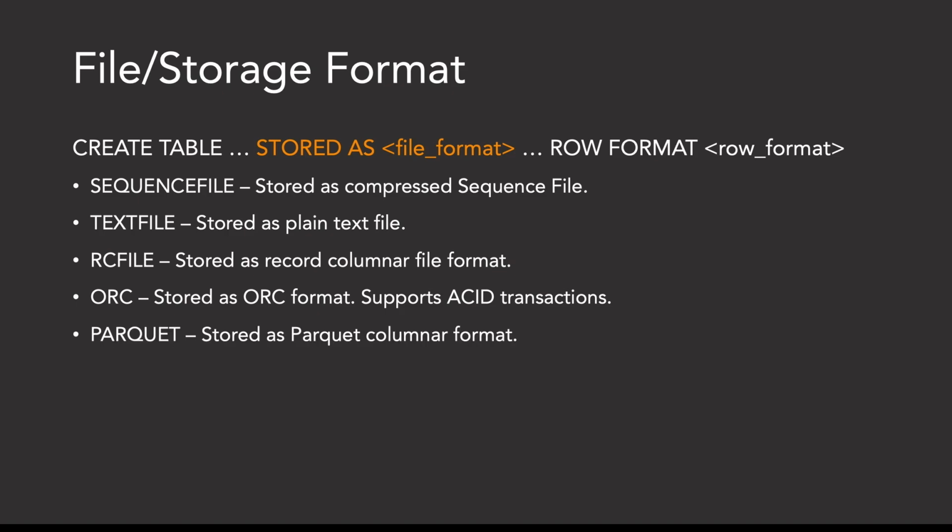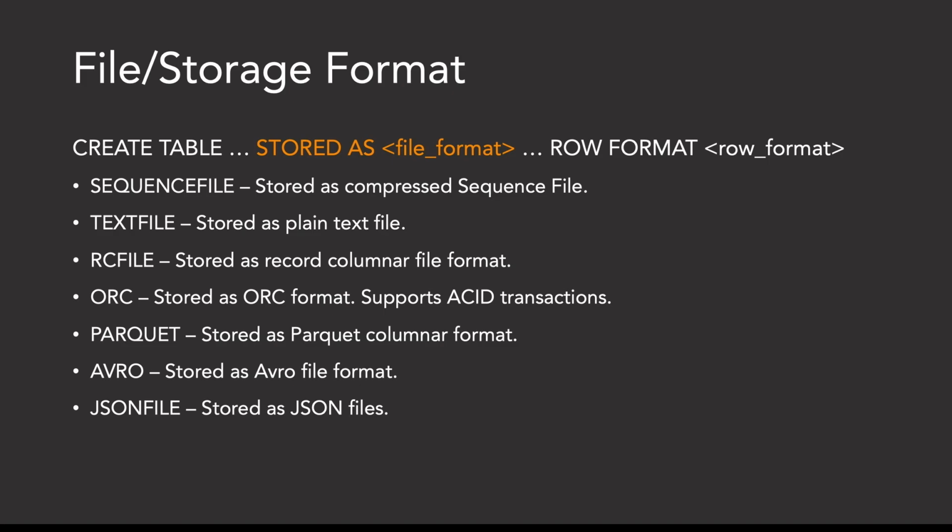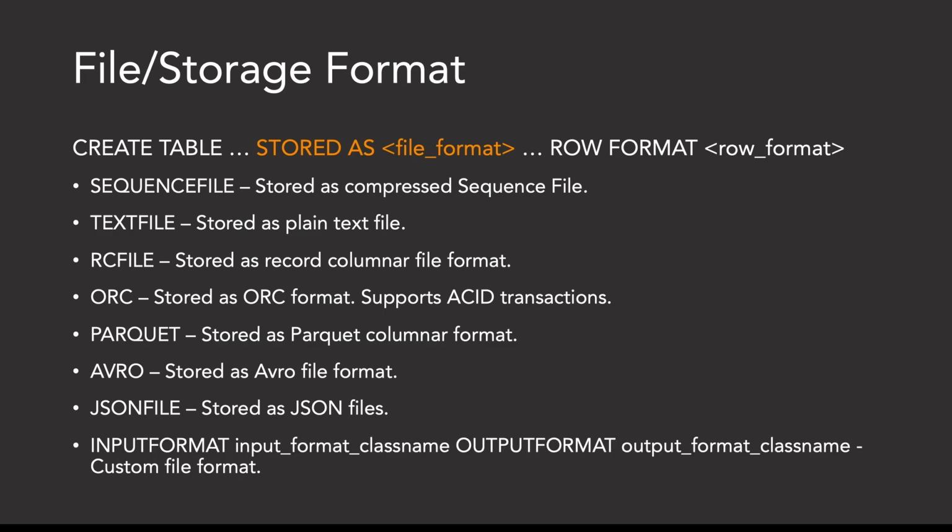The most commonly used file format is Parquet, wherein the data is stored as Parquet columnar data format. Then we have Avro. We can store records as Avro file format, which is a row-oriented file format. Finally, we have JSON file also, wherein the data is stored as JSON files.